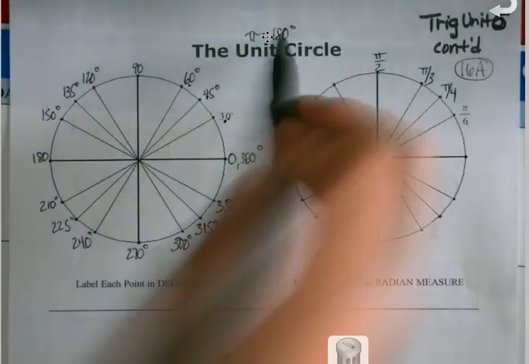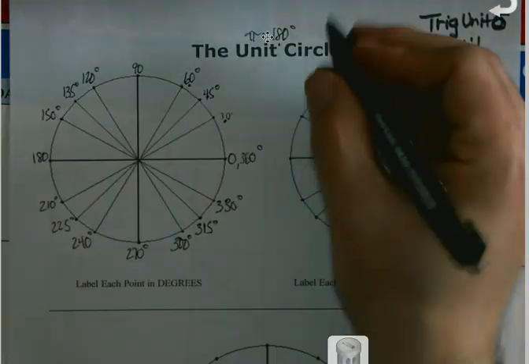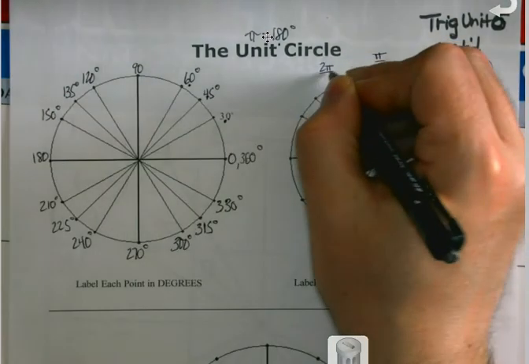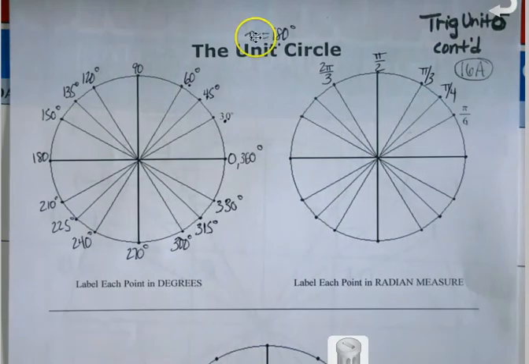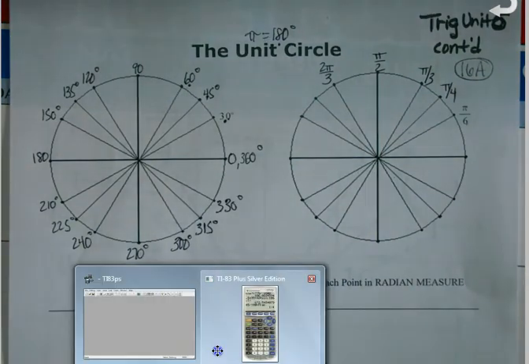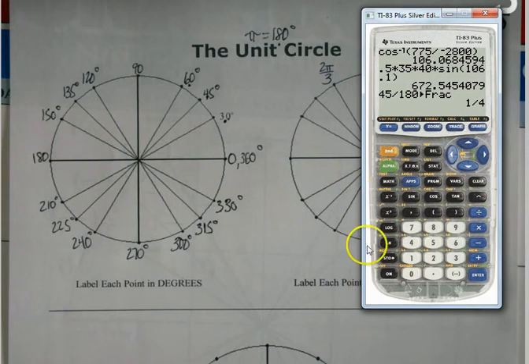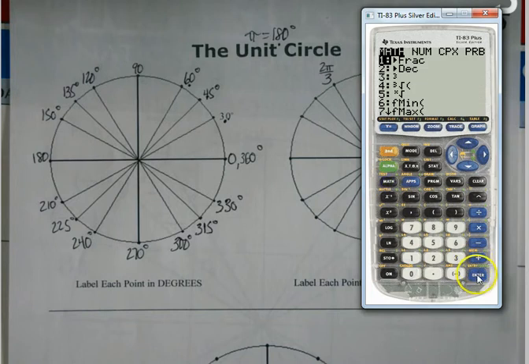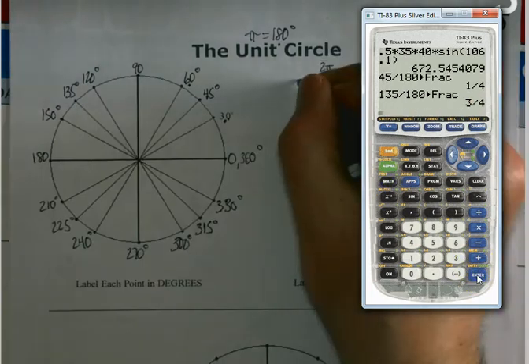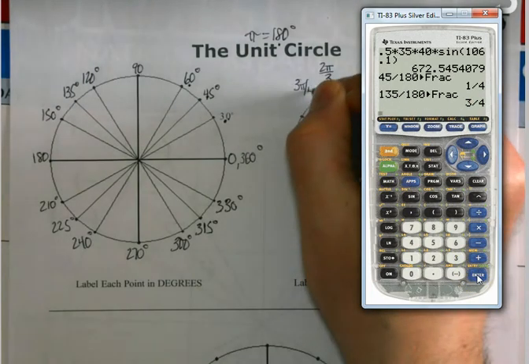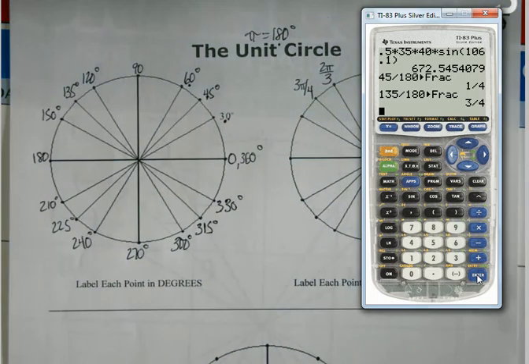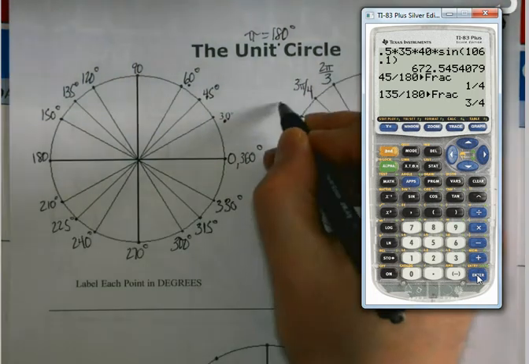120 over 180, now it's getting a little more interesting, is 2/3, or 2 pi over 3. If you start getting to some that you're like, I don't know this one off the top of my head, like 135 may be one of those, you're like, okay, 135 divided by 180. Let's get the simplified fraction. Okay, 3 pi over 4. And we're just going to keep playing our way around. 150 over 180 is 5/6.